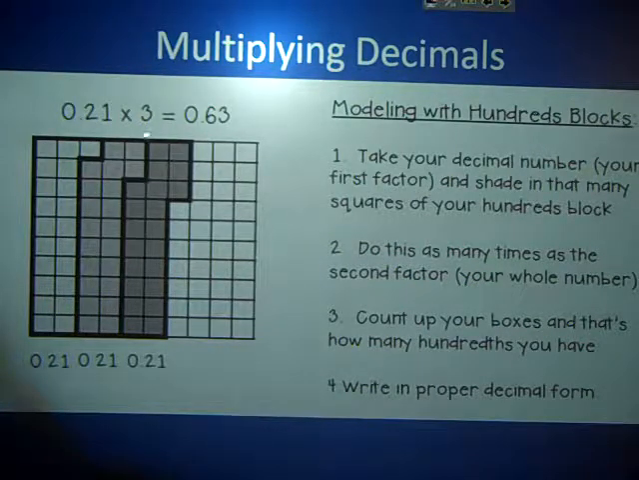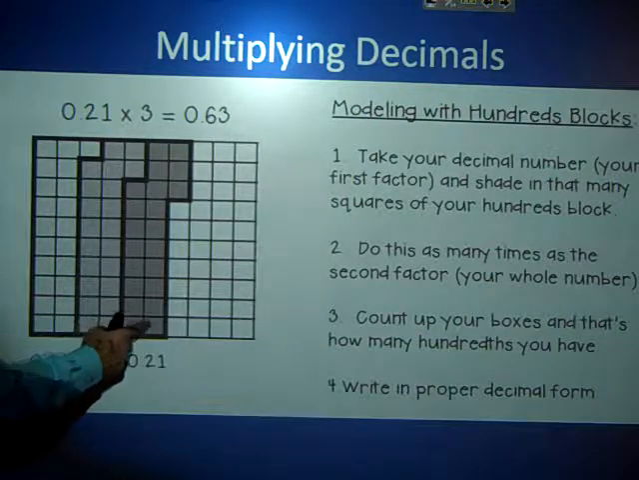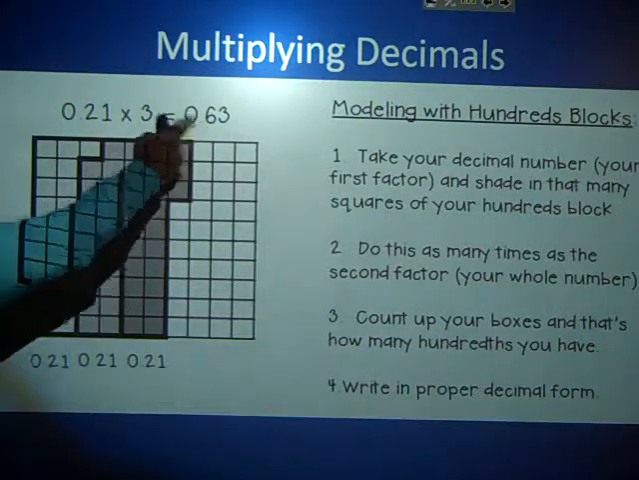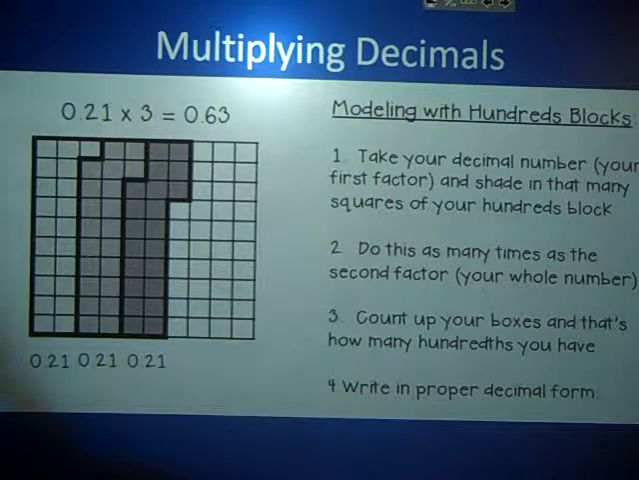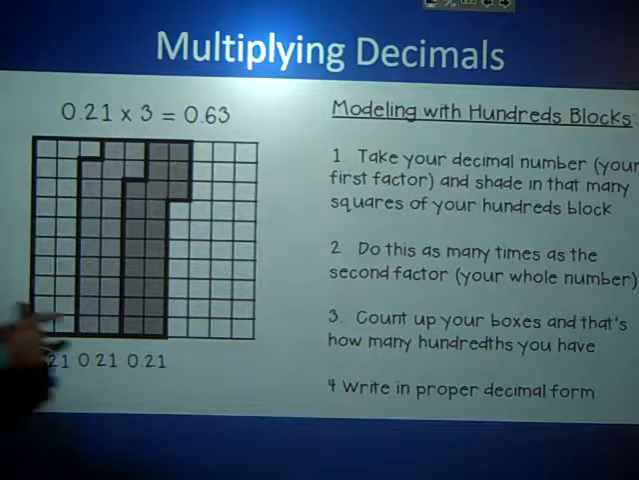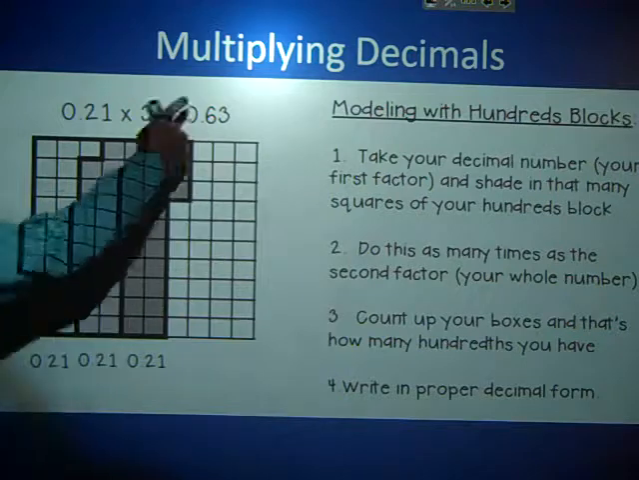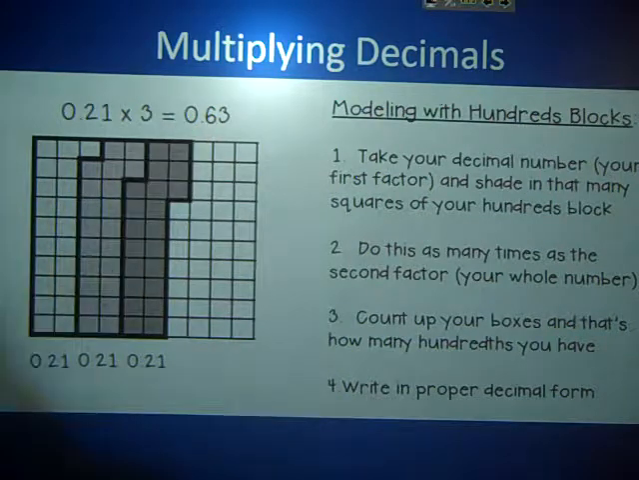My second factor is a 3. So I need 3 groups of 21 hundredths. Count up your boxes, and that's how many hundredths you have. On your paper, count your boxes. Each column is how much? 10. So 10, 20, 30, 40, 50, 60. 1, 2, 3. Does it match? Yes. But I have 63 out of how many? So 63 hundredths is what I have.